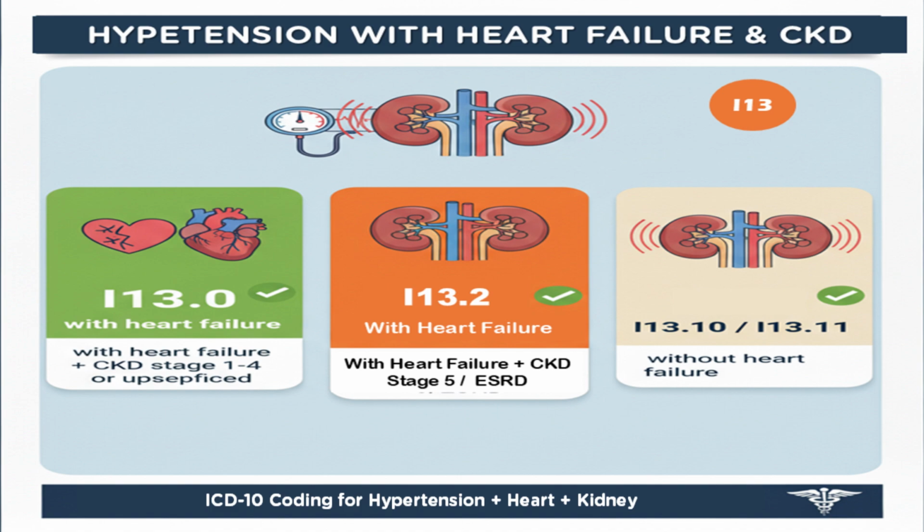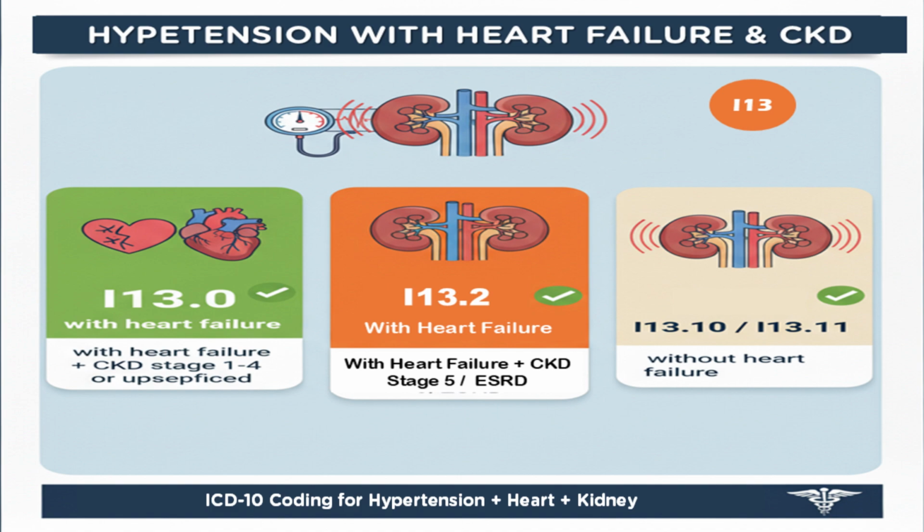In summary, coding I13 requires 3 steps. First, determine if heart failure is present. Second, identify the CKD stage. And third, always remember to add a secondary code from the I50 series for the type of heart failure and an N18 code for the CKD. Accurately selecting the I13 code is essential for reflecting the complex nature of cardiorenal syndrome. Review your documentation carefully.